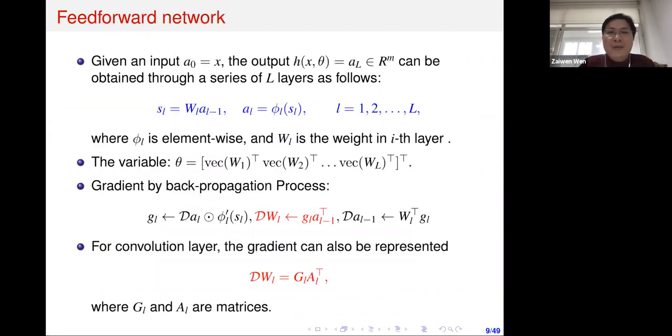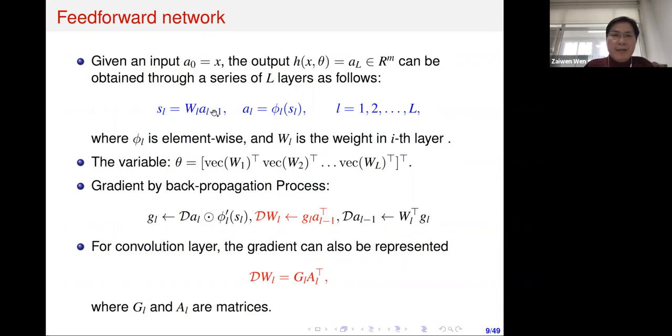how to solve the dimensionality challenges. So let's look at a simple case, a feedforward network. For example, the input is a vector or matrix, and the output is a certain vector, and it is obtained in this way.